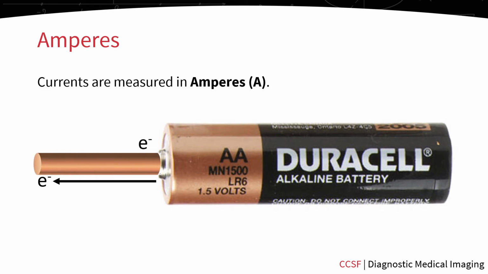Just like we were able to measure potential energy in volts, we can measure current in amperes. The equation for an amp is 1 coulomb per second. And we learned that coulombs are a unit of electrical charge. So it's basically the amount of electrical charge traveling per second.